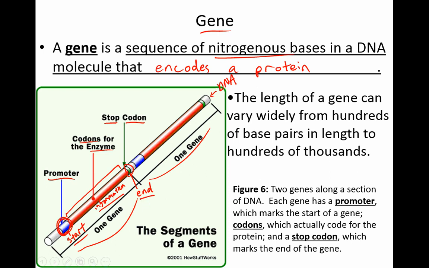You will also notice that there are some gray pieces between the genes. These are called introns. And we don't really know what introns are there for. They appear to be worthless pieces of DNA.